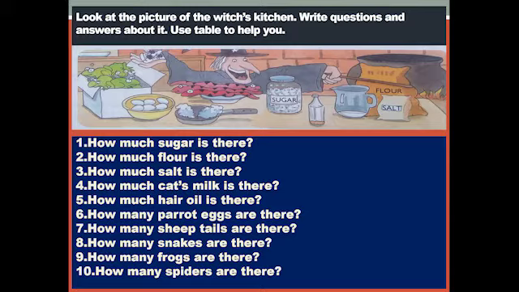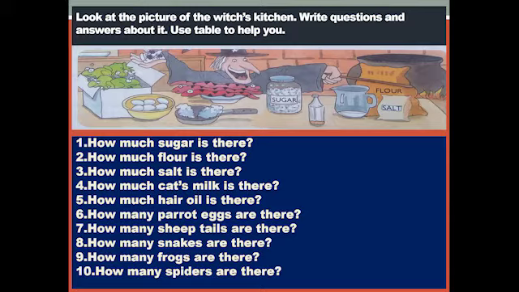Question number 4 is: how much milk is there? Tell me how much. There is a little milk. Okay, you can look here, milk in a jug. So there is a little milk.